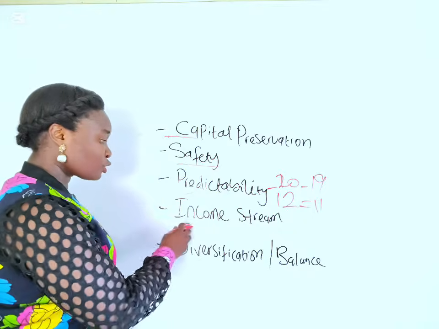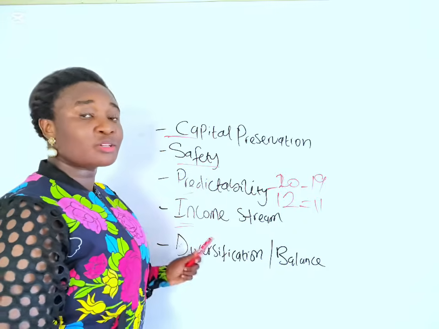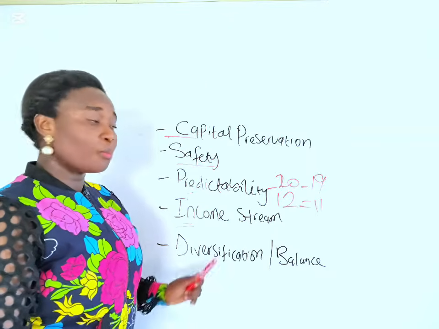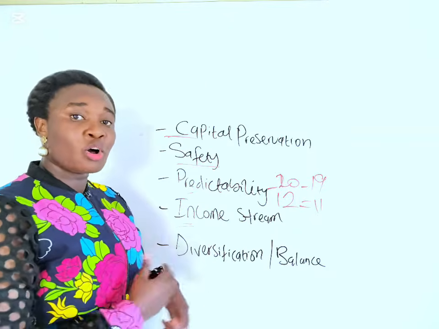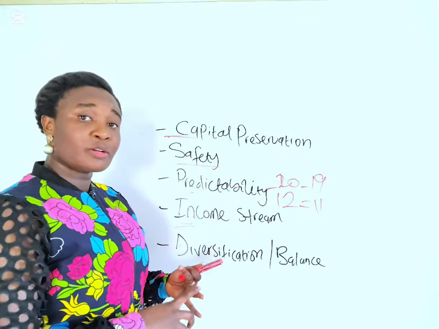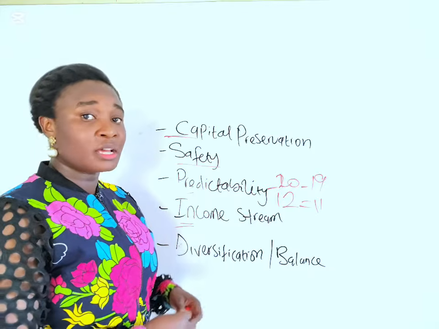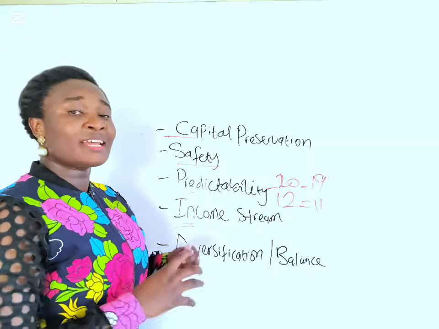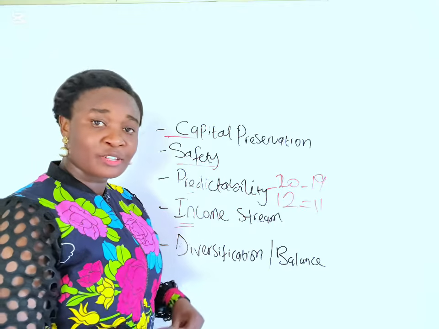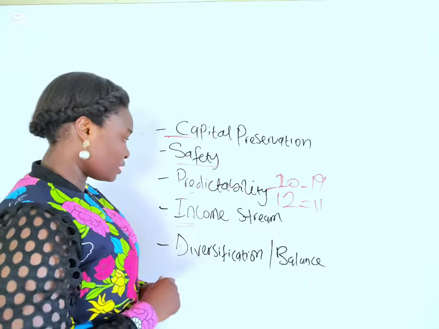Another one is income stream. Instead of your money lying fallow in the bank account, this is another stream of income. So you're not just leaving your money to lie fallow in the bank, but you're creating other streams of income. There are some that return monthly, there are some that return quarterly, there are some that return biannually, and we have others that also return yearly. And there is even another one that returns its interest immediately you make the investment. That's how beautiful fixed income investment is.